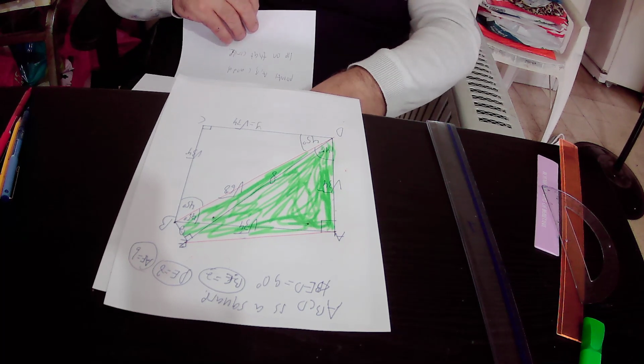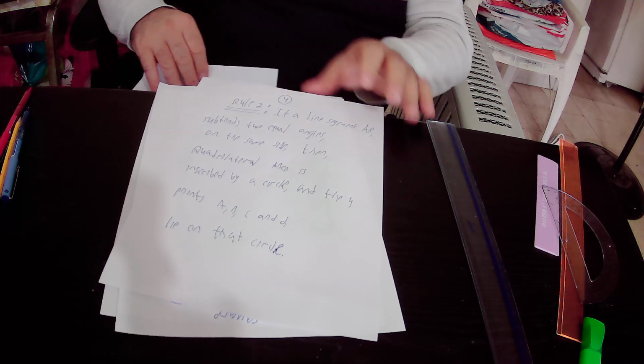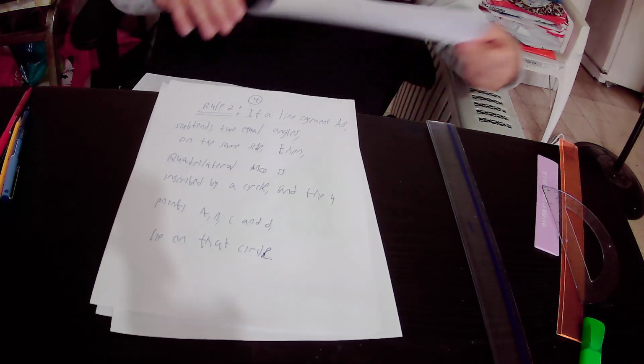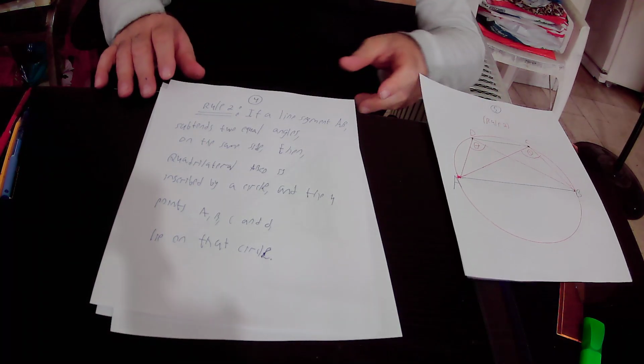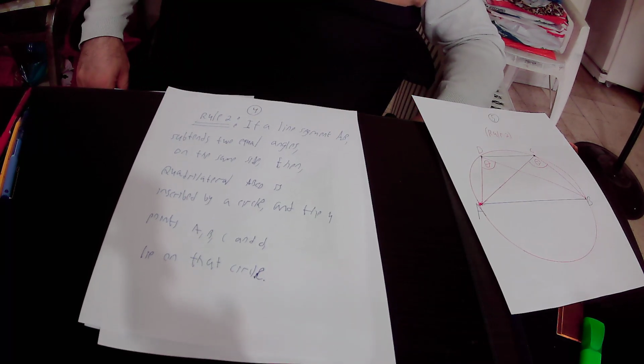Then I presented to you rule number 2. According to rule number 2, if line segment AB subtends 2 equal angles on the same side, then quadrilateral ABCD is inscribed by a circle, and the 4 points A, B, C, and D lie on that circle.